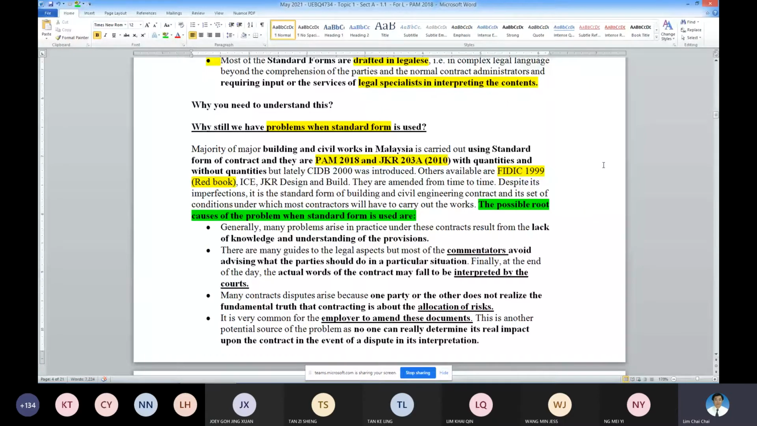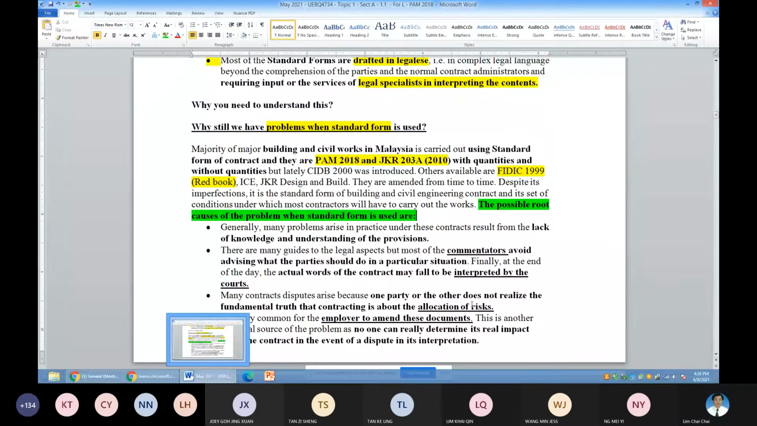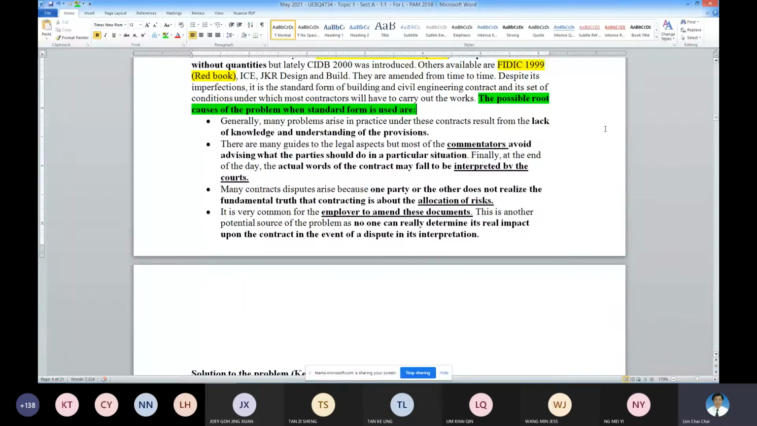Okay, so I continue with the lectures. We've gone through the purpose of having standard form, and now we look into the problems of standard form, the pros and cons. So these are the potential problems in using standard form. These are the key problems in standard form usage.